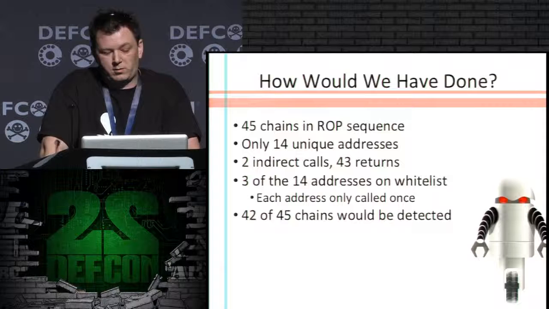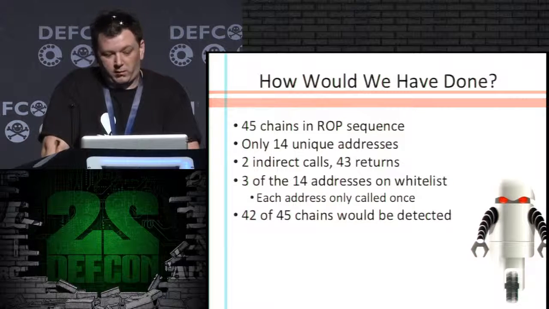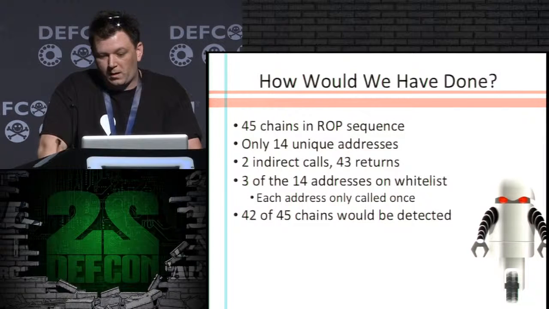Two of these were indirect calls, and we had 43 returns. 3 of the 14 addresses were on the whitelist, so we had a pretty good detection rate there. And overall, of all the chains, we only missed 3 of them. So not too shabby there.